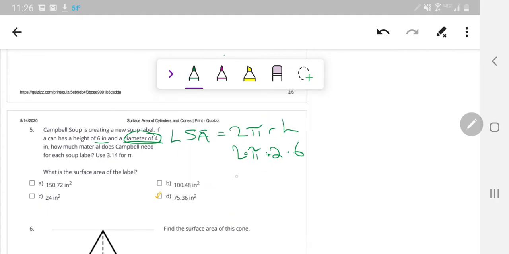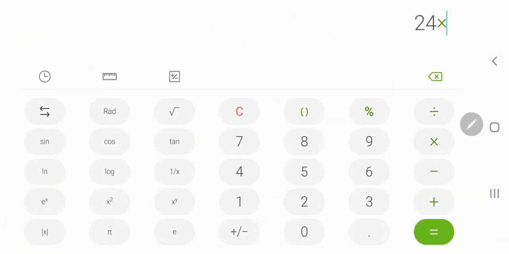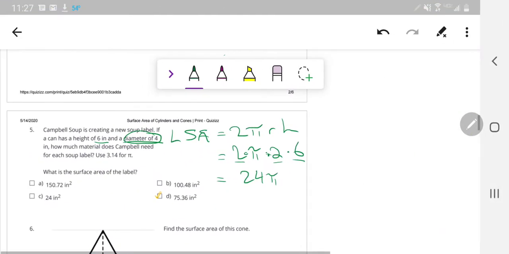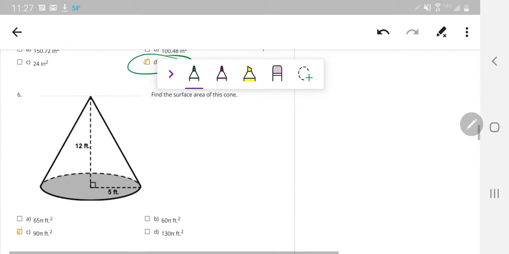So let's go. I'm going to type in 2 times 4 times 6 is 24. So I'm going to do 24 pi. 24 times pi equals about 75. And that gets my answer right there, about 75. All right, we are really moving here.